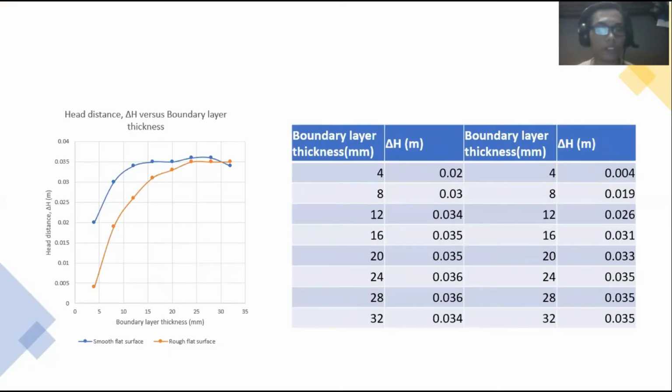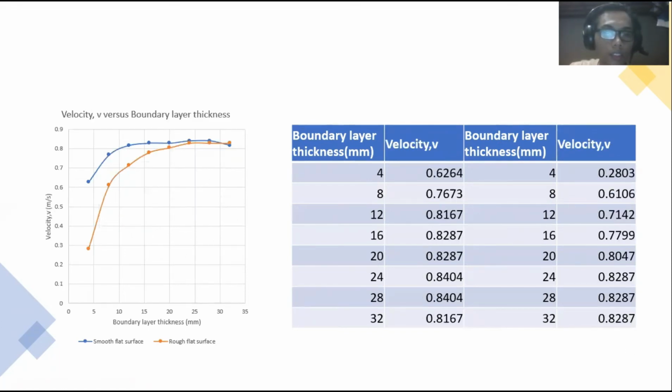So the first result that we calculate is head distance versus boundary layer thickness. As you can see, the blue one is the smooth flat surface. The rough flat surface is the orange color. So this is the data that we calculate for the boundary layer thickness and the head distance. So this is for velocity versus boundary layer thickness. Also, the blue color is for smooth flat surface and the orange is for rough flat surface. And the right side is the data that we calculate from the calculation that we showed above.